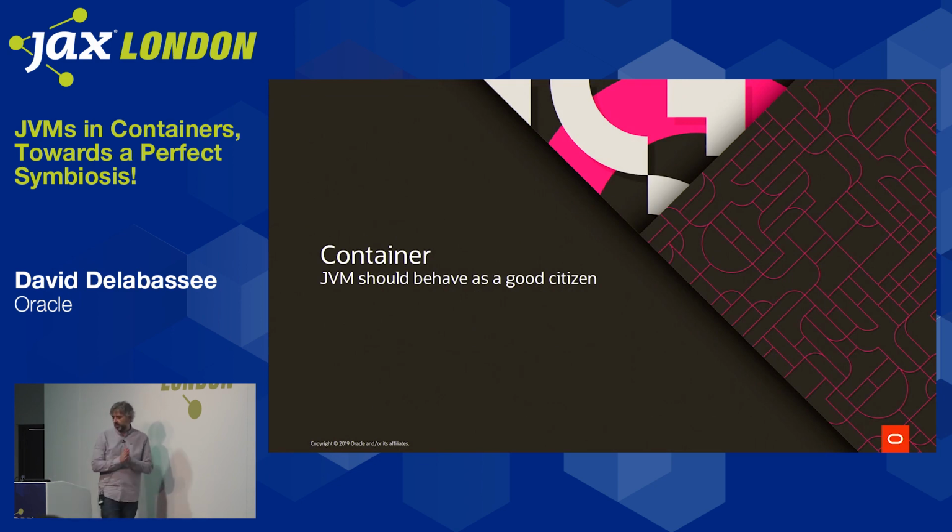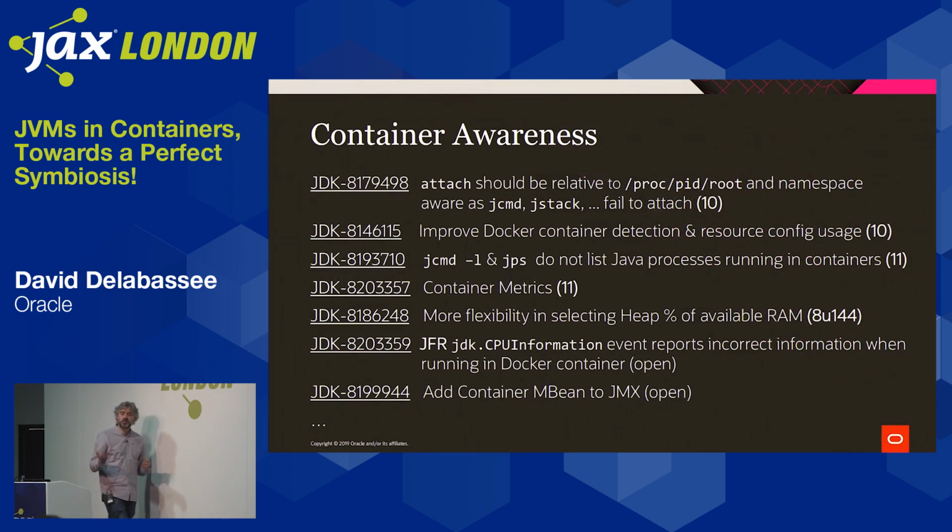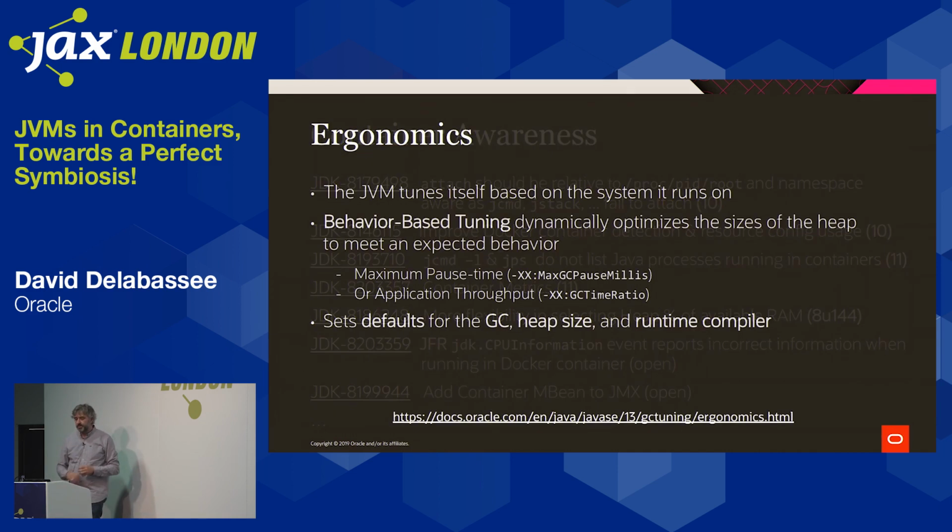Okay, final point. JVM should behave as a good container citizen. I'm not going to go into details about those because it's a very busy slide. But the idea here is that I wanted to highlight some of the things that we're doing from release to release that are addressing the JVM running in containers. You can see that we've done stuff in 8, in 10, in 11, and we still have a few tickets open. So everything is not yet done. But from release to release, we are investing to make sure that the JVM works nicely when it runs in containers. And why is this important?